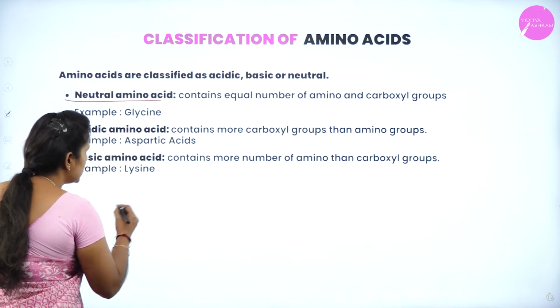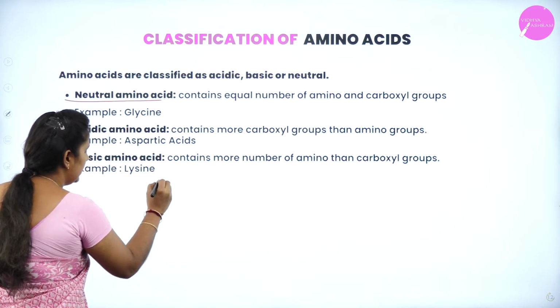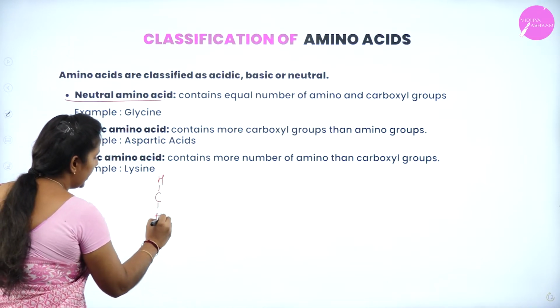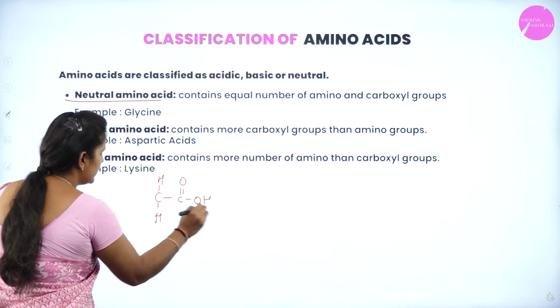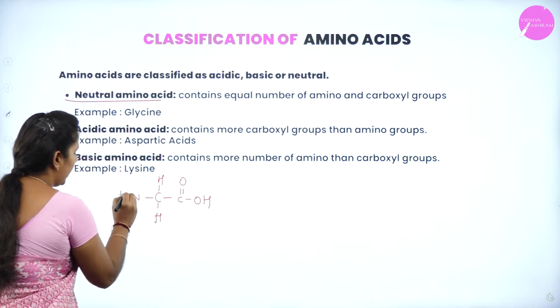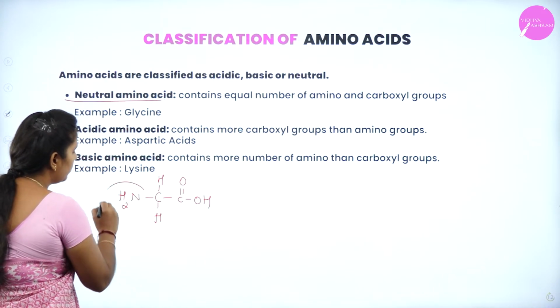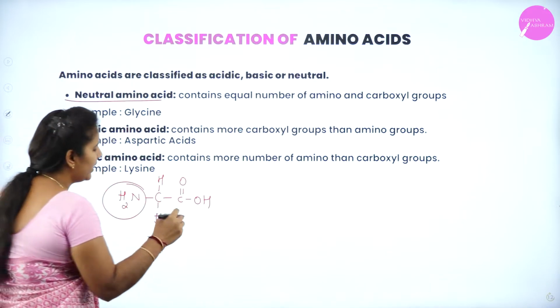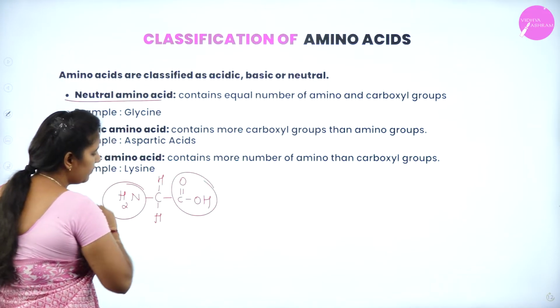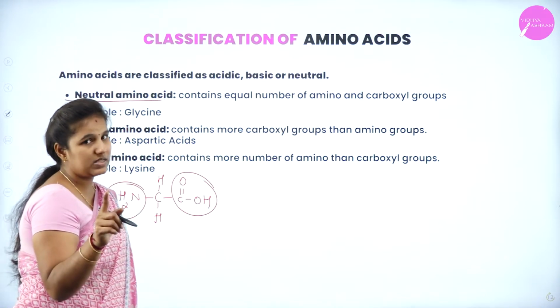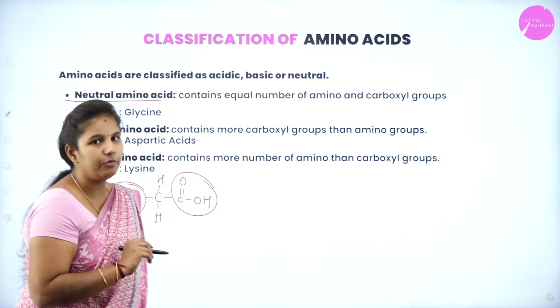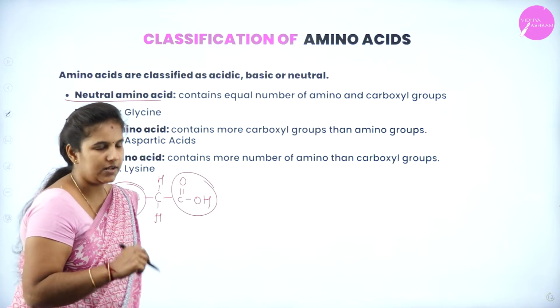So I can write the structure as CH2, COOH and NH2. There is only one NH2 group and only one COOH group, so there is one acidic group and one basic group. Hence it is an example of a neutral amino acid.